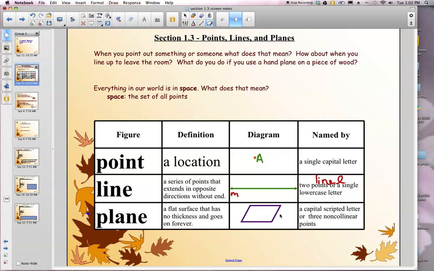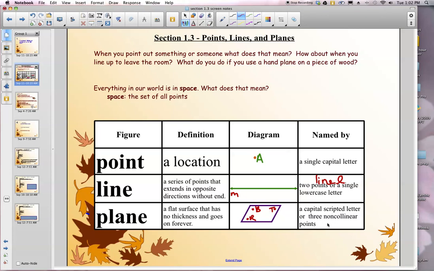In a plane, things are a little bit different. There are also two ways to name a plane. If there are points in the plane, for example, we've got point B, point R, and point T here, they're points, so I'm labeling them with capital letters.